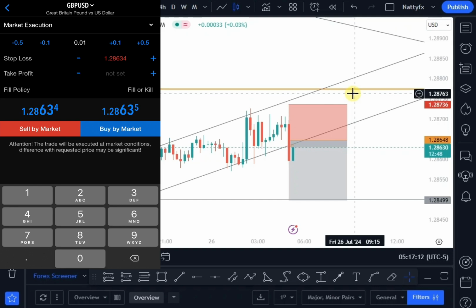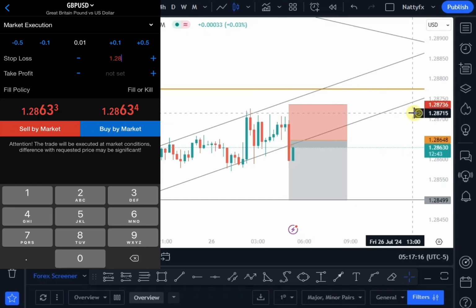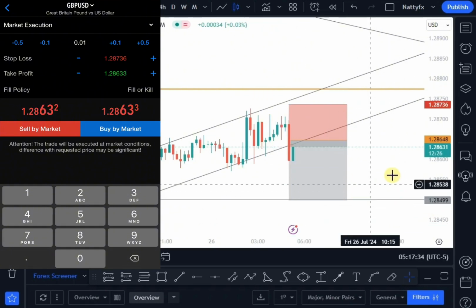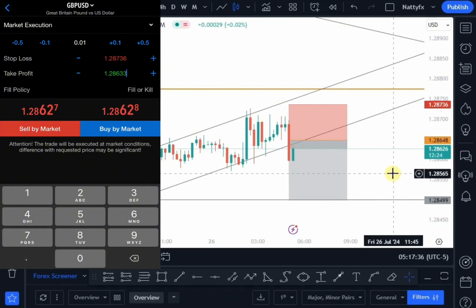You see stop loss is written here, take profit is written here. I'll first of all set my stop loss at 1.28736, and my take profit is at 1.28500. 1.28499 is here, but I'll just put 500. So I'll be selling the market right now. I will press the sell button.